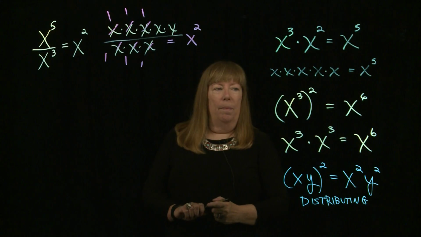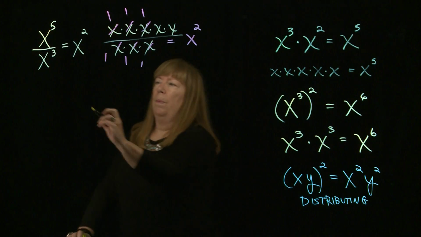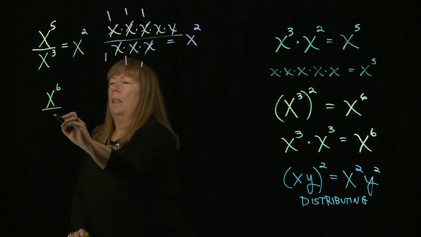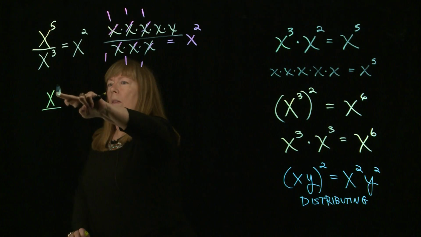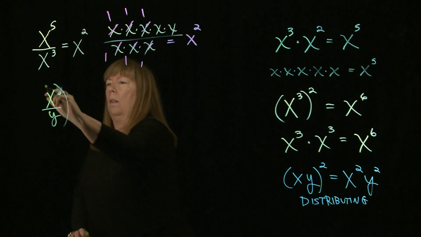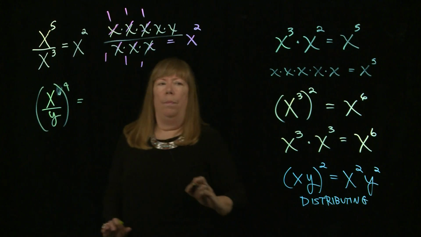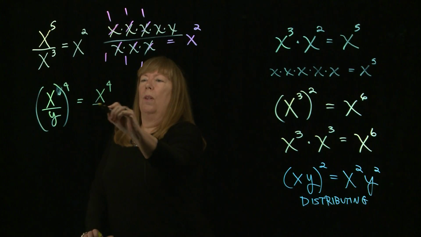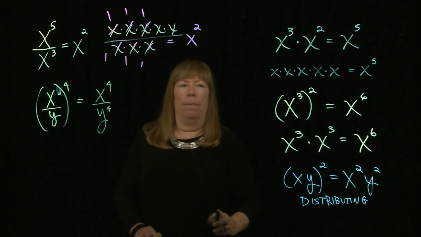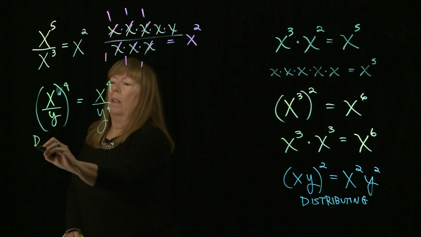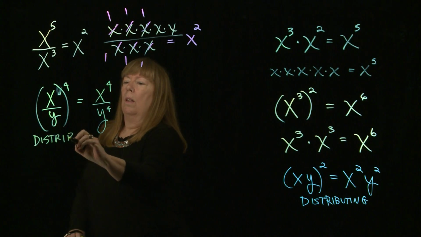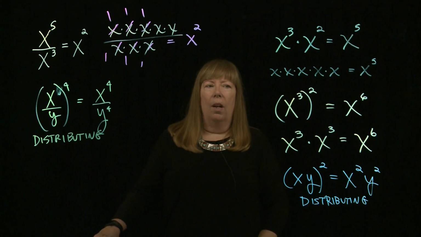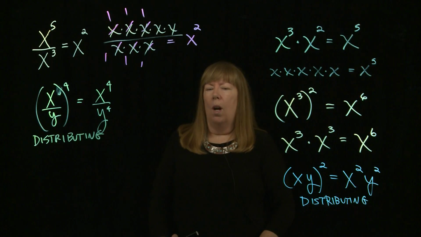All right, our next one is the flip side of this guy. This one's called power of a quotient. X over y, quantity fourth, is simply x to the fourth over y to the fourth. And again, it's like distributing. We're going to do one more on this video, and then we'll go to the next video for the last one because it's more complicated.